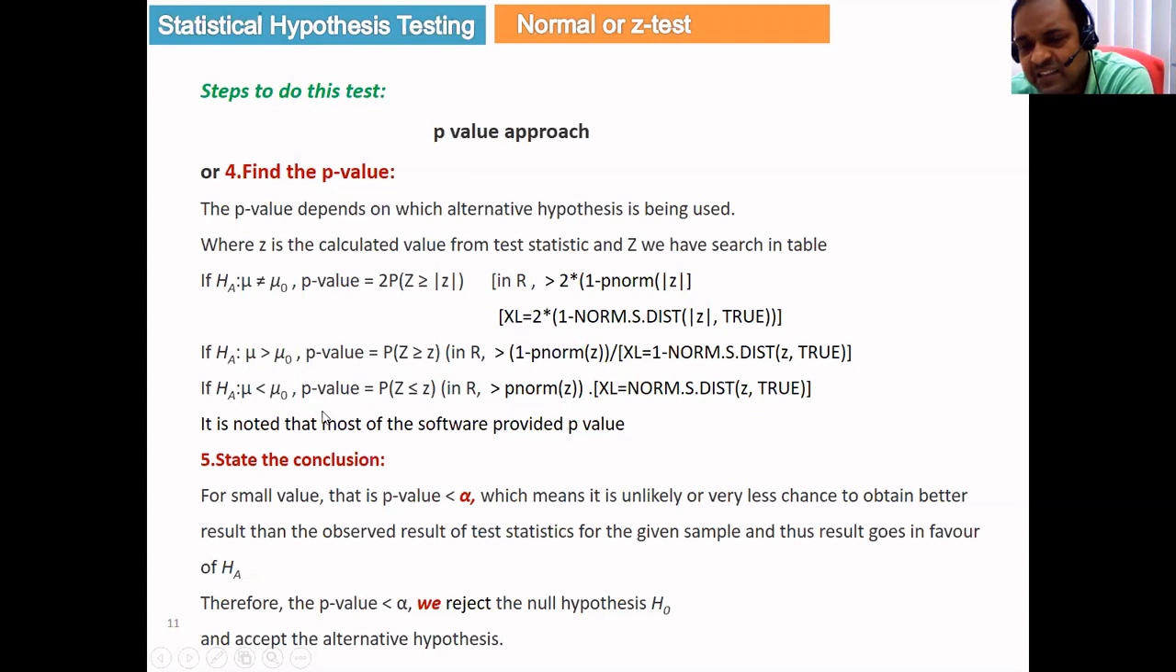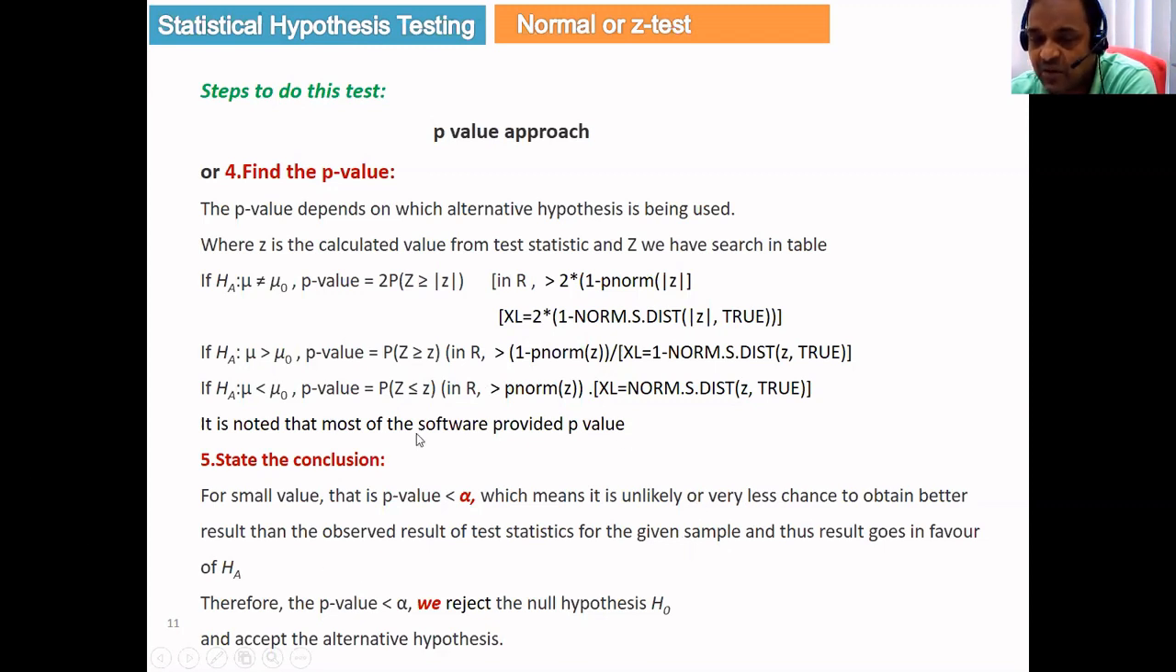And what is interesting is that if you use a statistical package like SPSS or R and fit some model, you don't need to calculate the p-value; it will come automatically. So the p-value is more convenient. You can get it directly from the output. And if your p-value is less than alpha, your level of significance, it is very unlikely, a very small chance, to obtain a better result than your test statistic. That goes in favor of your alternative hypothesis.